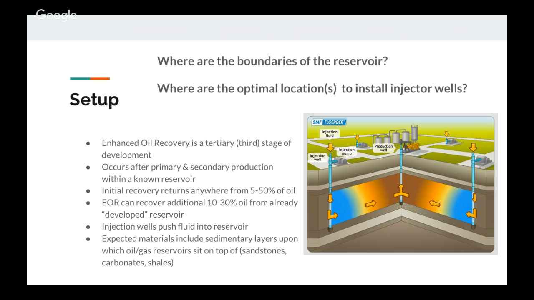A lot of times these oils sit in sedimentary layers, like sandstones, carbonates, shales. So we should be able to answer questions such as where the boundaries of these reservoirs are located, and where we can put optimal locations for injector wells to help EOR do its job.